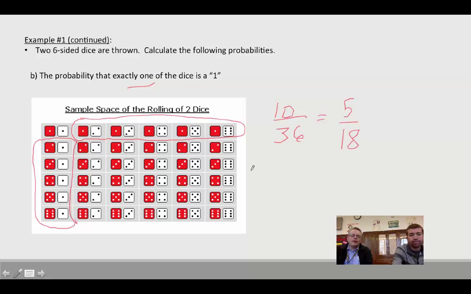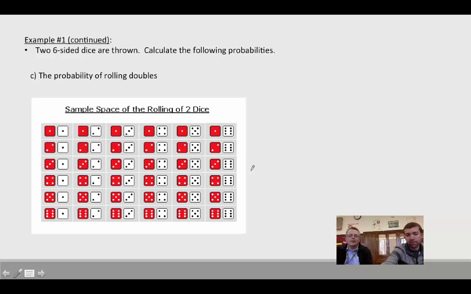So that's the theoretical probability. If you took 2 dice and counted how many times you got exactly one 1, eventually it'll approach 5/18ths. It's that fun law of large numbers we kind of briefly talked about.